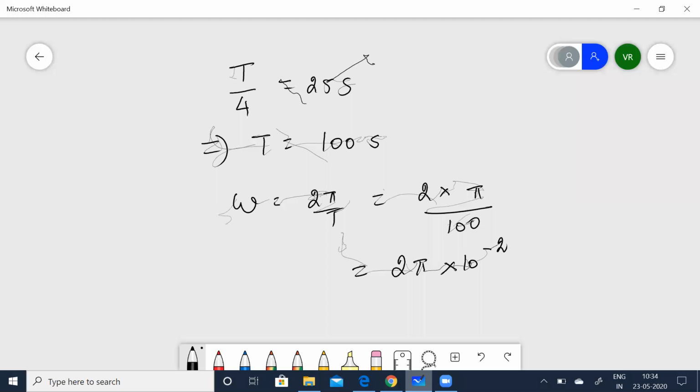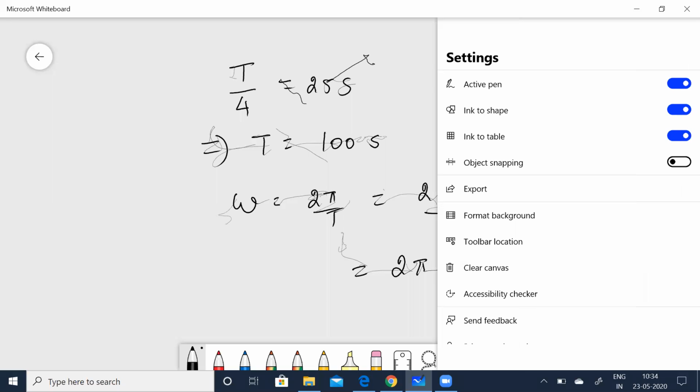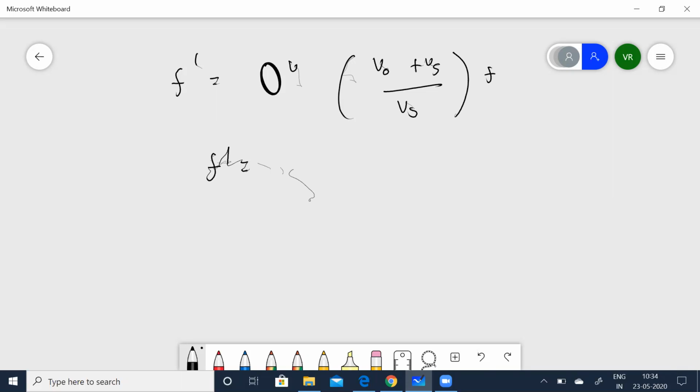Okay, so you'll have to quickly remember that F dash is equal to (VO plus VS) divided by VS, into F, where VO stands for the velocity of the observer, VS stands for the velocity of the source, and F is the original frequency of the source. Now, having known all the values, you can quickly apply that. It's a direct application of the formula.